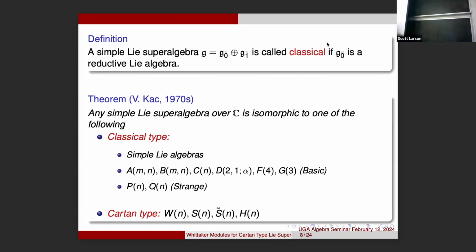I worked on the classical algebras in my thesis. In this talk, I will just focus on Cartan-type superalgebras. We have four infinite families of these algebras: Wn, Sn, tilde Sn, Hn. Wn is the main one, and all three others are subalgebras of it. I will base my talk on Wn. I don't want to give all the definitions, just Wn. For the rest of my talk, G will be of Cartan type, and sometimes I will focus on Wn for some results.